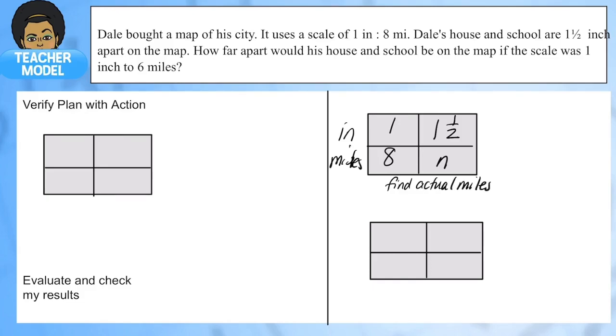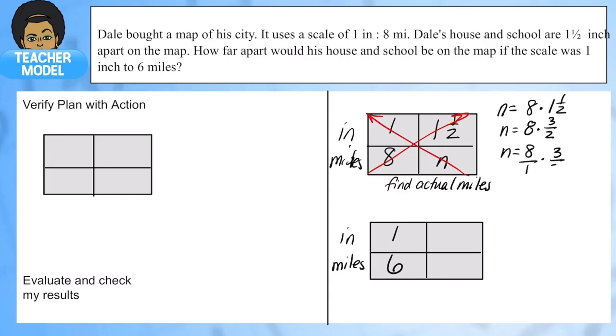And then I'm going to use that to put in the new scale, like if it is 1 to 6, what would the new part be? So I'm going to do the same as we normally do, cross multiply, and we're going to get n is equal to 8 times 1.5, or n is equal to 8 times 3 over 2. I'm showing all my work so you can see where I'm getting my numbers from, and I get n is equal to 24 over 2, or 12 miles. So the actual distance between his house and the school is 12 miles.